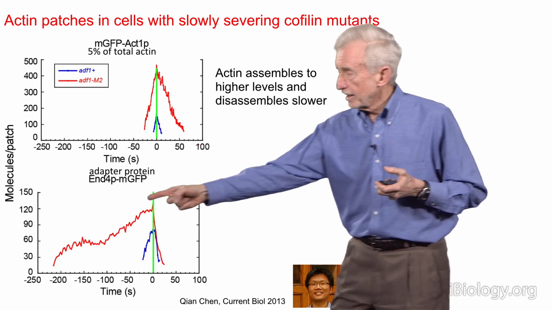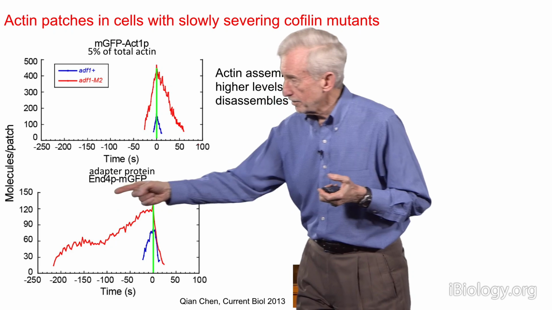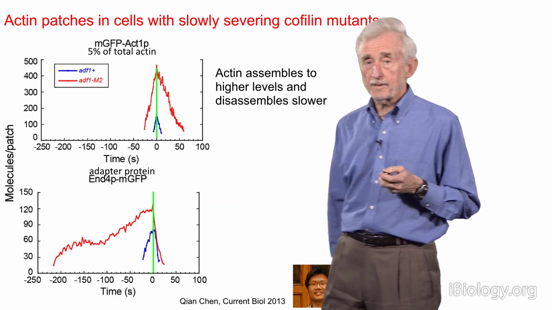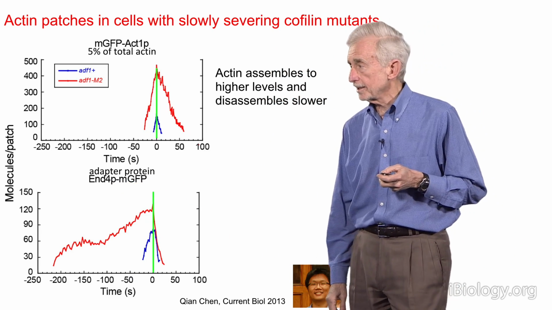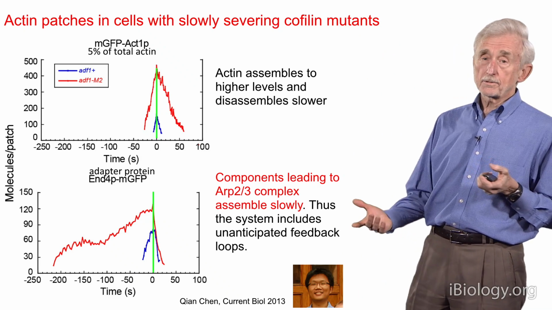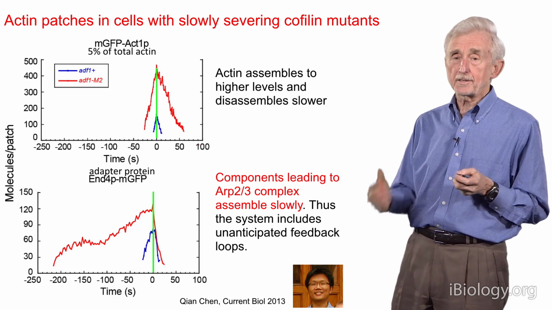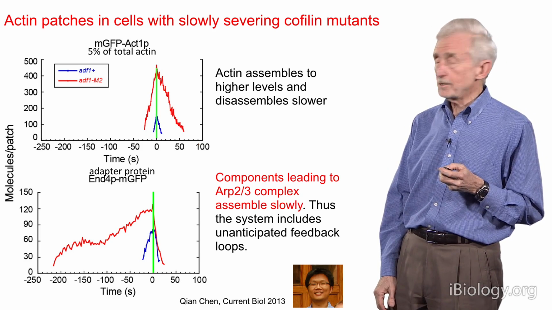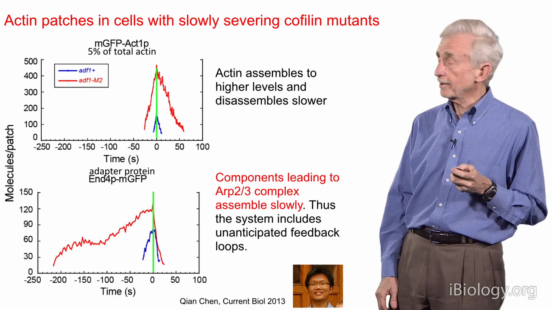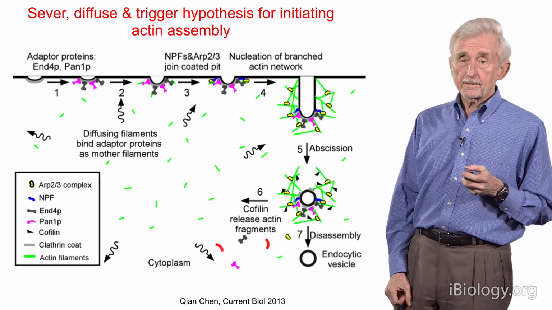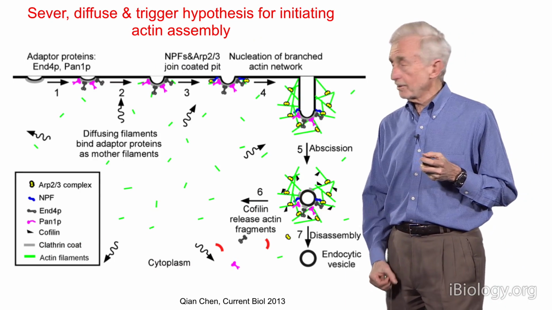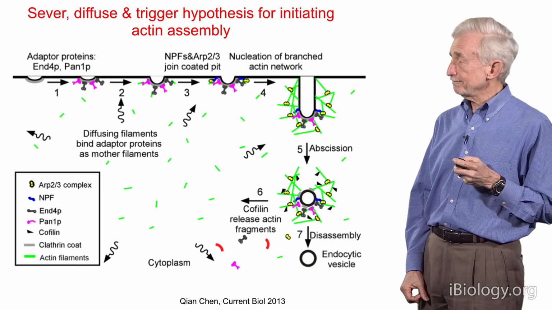Chen discovered that the adapter proteins accumulate over a much longer period of time in the mutant cells than the wild-type cells. And so that shows that there's some sort of completely unanticipated feedback loop in the system that we hadn't appreciated before his work. This is a diagram showing our idea about what's going on.